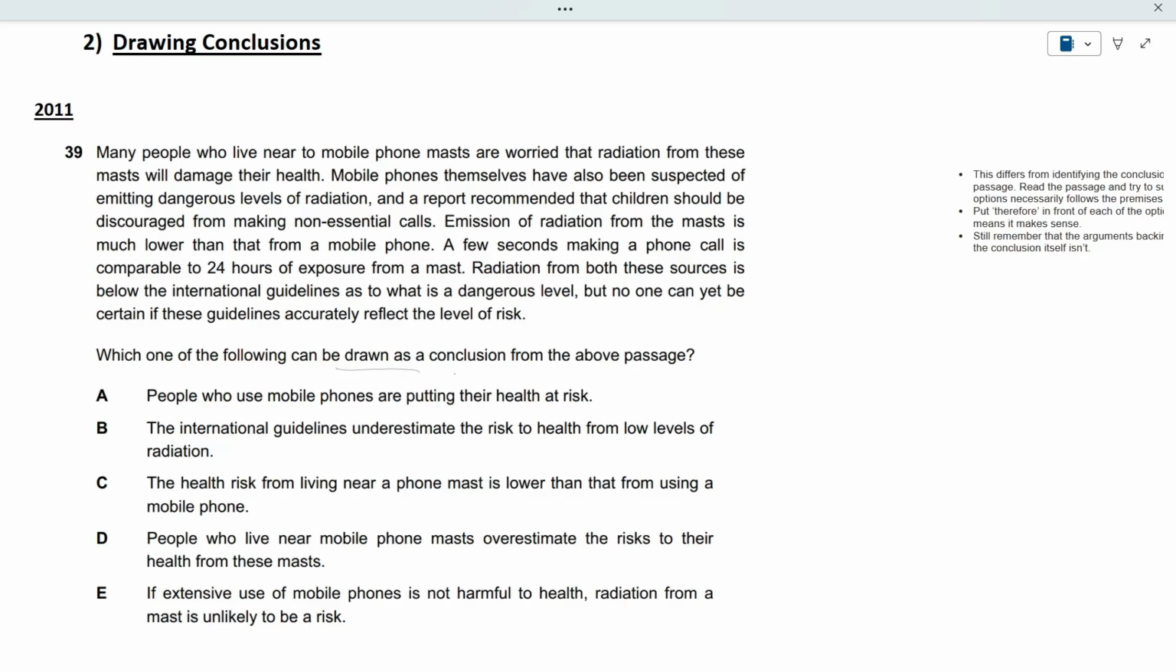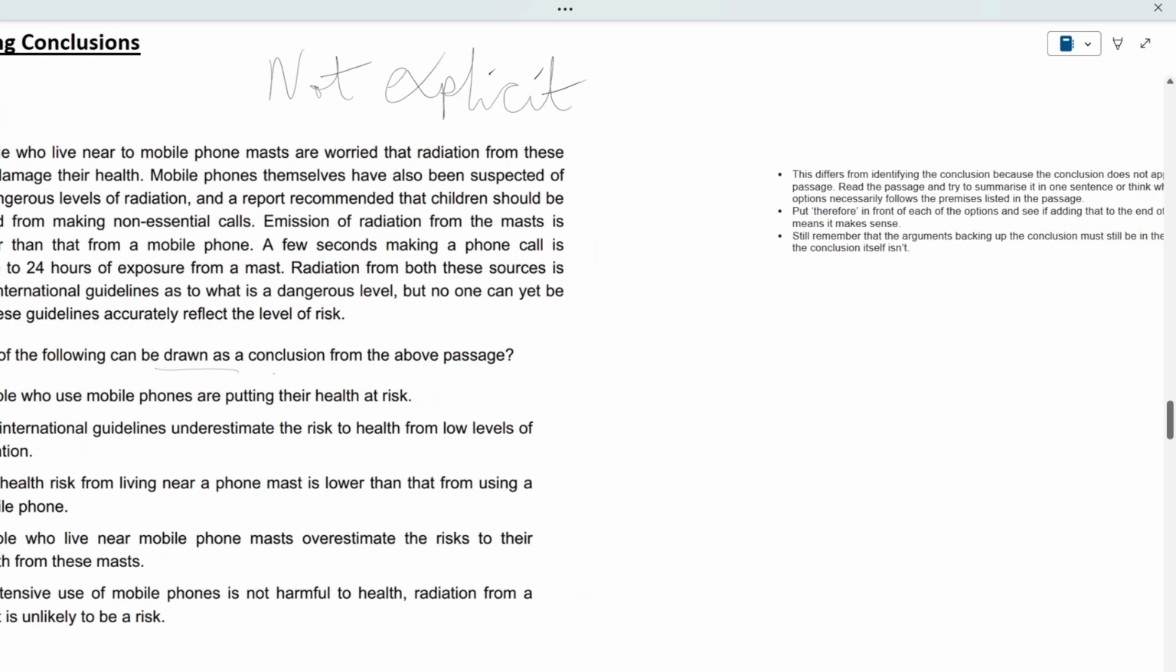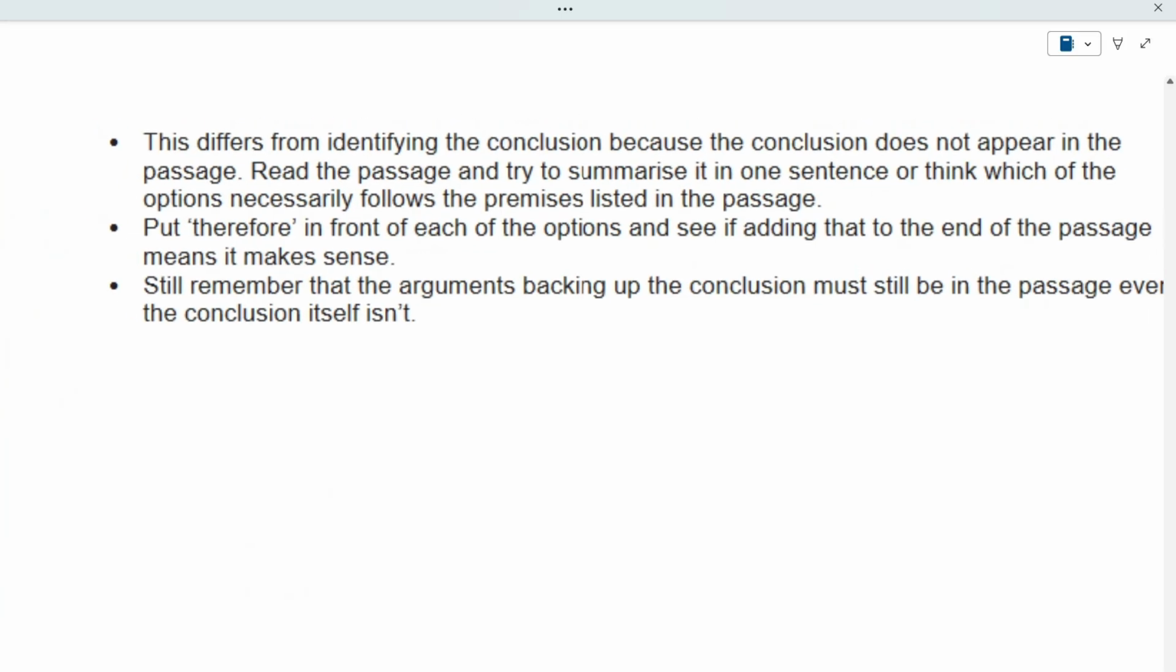So the main thing about identifying conclusions, what we did last time, was we knew that the conclusion was explicit in the argument. We knew it was going to basically be a quote from the argument. Drawing conclusions, the conclusion is not explicit in the argument, which basically means you need to come up with it yourself. And that's the only difference between this and the other skill, but it is quite a lot harder.